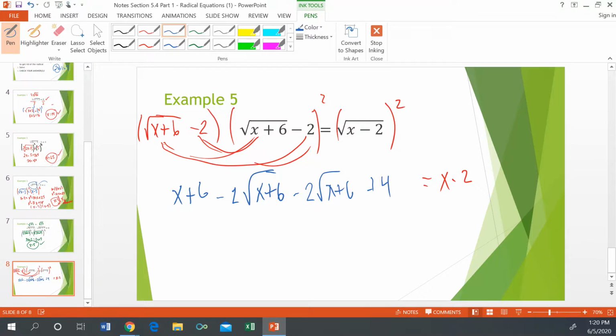Now I'm just going to combine my like terms. I get x plus 10 minus 4 root x plus 6 equals x minus 2. I'm going to bring everything over again, but we're going to try to keep this radical. So I'm going to bring the x and the 10 over, which gives negative 12. Now this takes us back to one of the first problems.